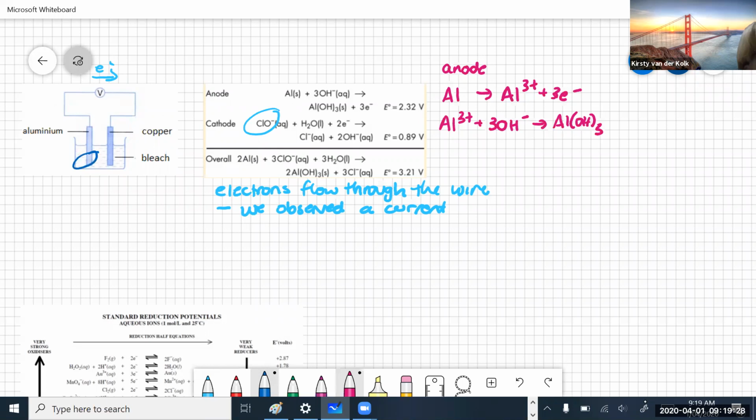Right here, the aluminium is in contact with the bleach, with the hypochlorite ion. So why is that reaction not occurring directly right there? Why are the electrons going through the wire to react? The reaction's actually occurring here. Why not at the surface of the aluminium?